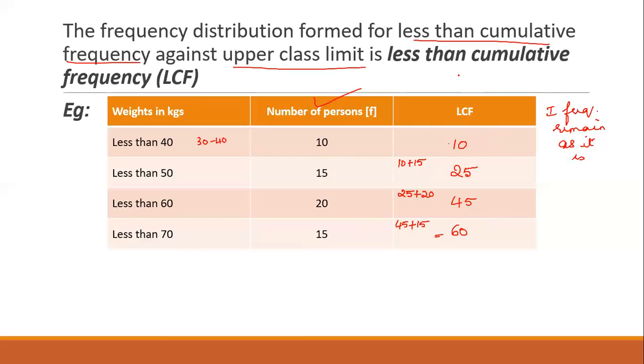Okay, hope you understood. So it is formed against the upper class limit. You have to see the upper class limit and you have to add it. That is less than cumulative frequency. So hope you understood the less than cumulative frequency against the upper class limit. That will give you the value of less than cumulative frequency.